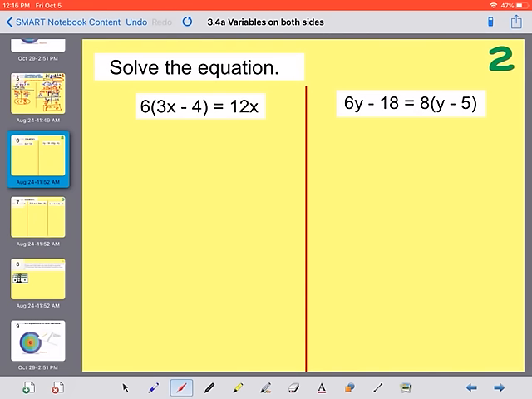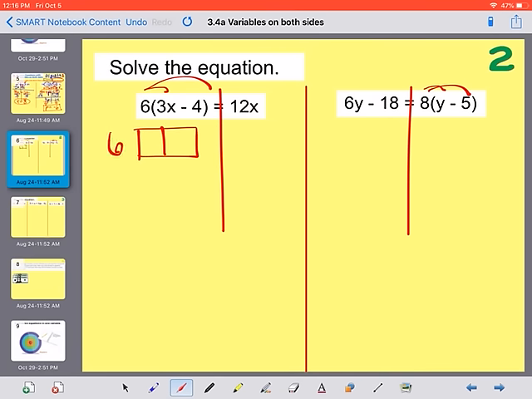Next, solve the equation. Both of these problems, we have parentheses, so we need to distribute or multiply the 8 to both numbers and the 6 to both numbers. If you want to use your box to multiply, 6 multiplied by 3x and by negative 4, you can do that. So 6 times 3 is 18, so 18x. Some of you are subtracting here, you're really multiplying because the 6 is touching the parentheses. We're multiplying by both numbers. 6 times 4 is 24, but it's a negative. So we have 18x minus 24 equal to 12x.